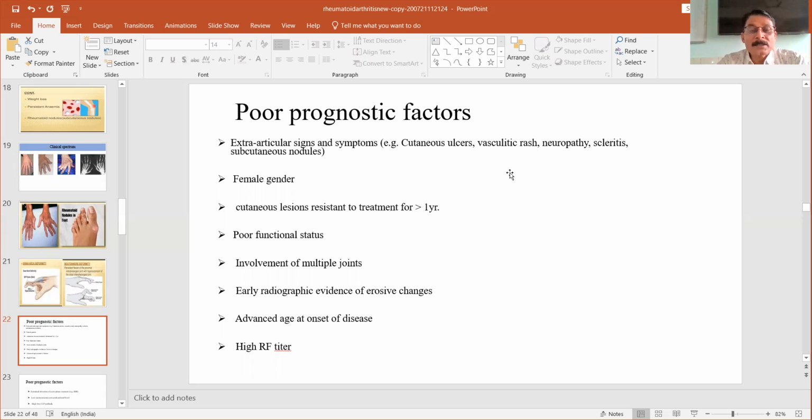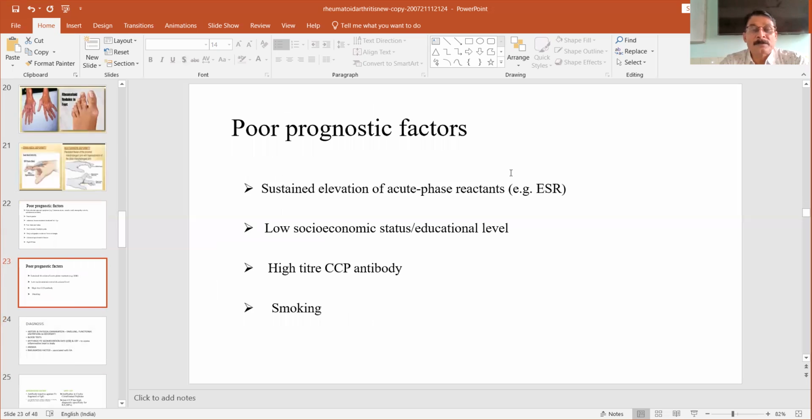So poor functional status, involvement of multiple joints, then early radiographic evidence that erosion is already taking place, meaning the patient is coming late. If there is a positive radiological finding already, this is not a good case. Advanced age at onset of disease and high RF titer, I will talk about this titer, are important. If it is high, this is not a very good sign from the prognostic point of view. So these are things we should keep in mind, so that you can know that this group of patients may not respond to the desired treatment. As I told you, smoking also contributes to this.